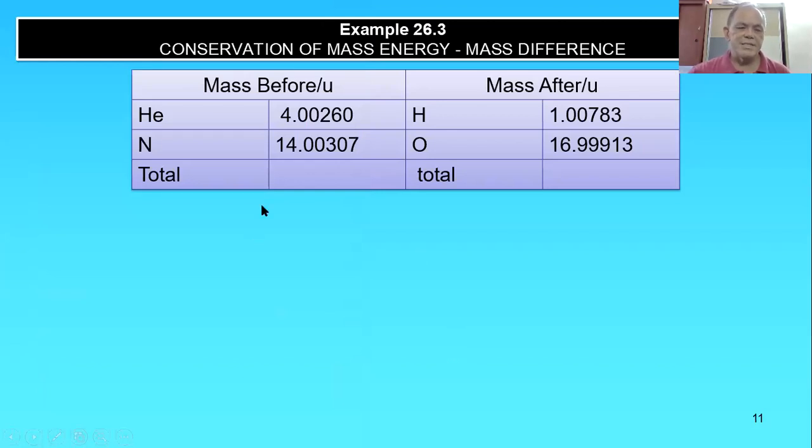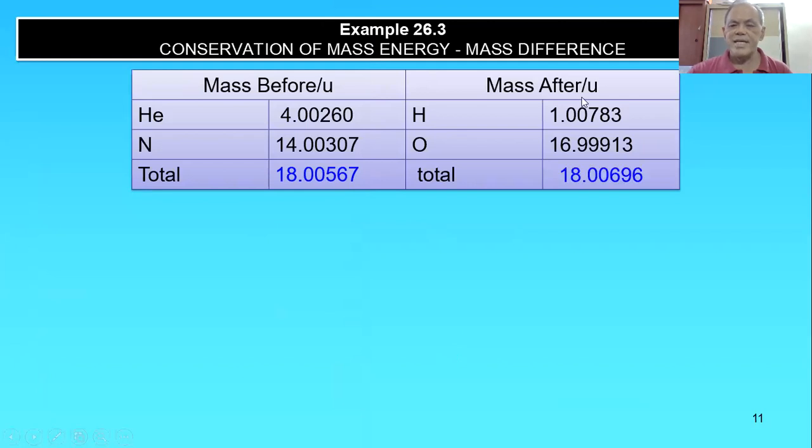First thing, this is the reactant. This is the product. So that's the mass in atomic mass units, and that's the product mass in atomic mass units. You just add them up. Total mass is 18.00567. Cannot round off, right? If there are 5 decimal places, you put 5 decimal places. Cannot round off.